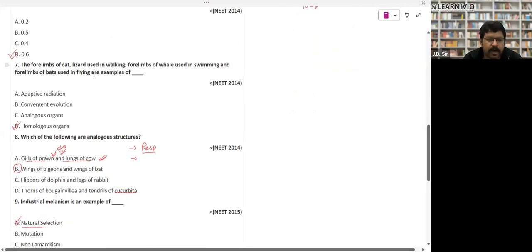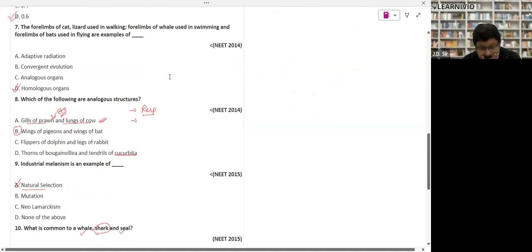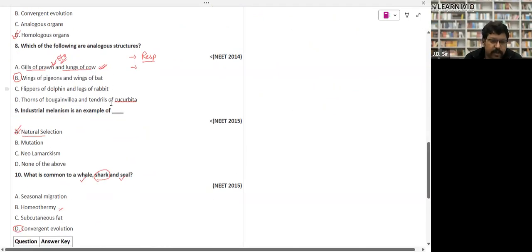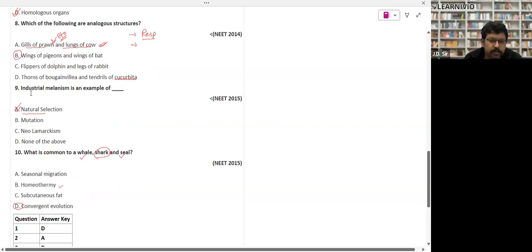The forelimbs of cat for walking, lizard, forelimbs used for swimming, forelimbs of bats. What should be the answer? Oh, the answer is already here. This is the homologous organ. Which of the following is an analogous organ? Wings of pigeon and wings of bat. Right? Both have different structures, but their function is the same. So they are analogous. Industrial melanism is an example of natural selection. What is common in whale, shark and seal?